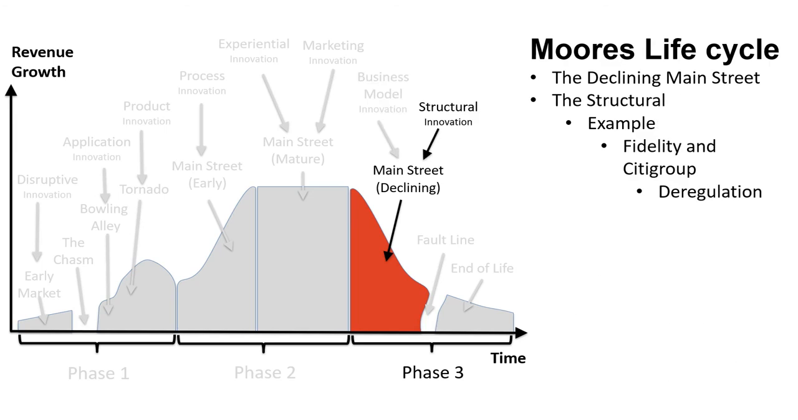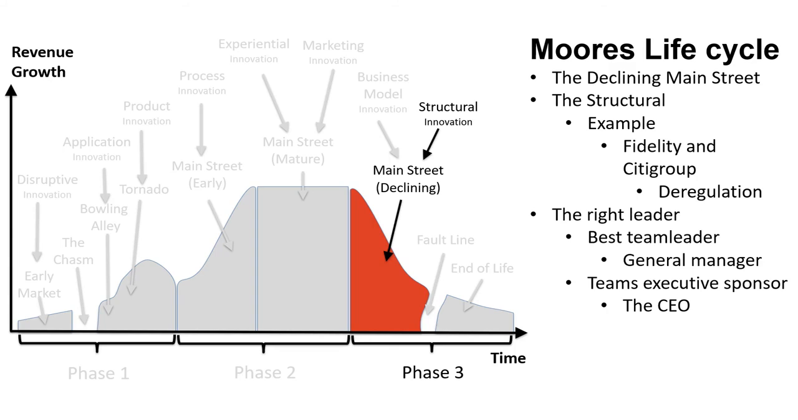Structural innovation capitalizes on disruption to restructure industry relationships. For example, innovators like Fidelity and Citigroup have used the deregulation of financial services to offer broader arrays of products and services to consumers under one umbrella. Nearly overnight, those companies became sophisticated competitors to old guard banks and insurance companies.